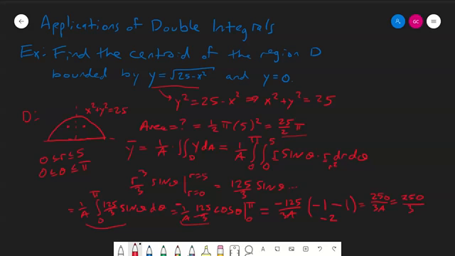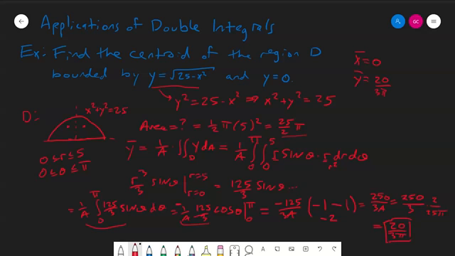And then dividing by a is the same thing as multiplying by its reciprocal, so 2 over 25 pi. And now we just have to simplify things down. Looks like that becomes 20 over 3 pi. So that's what y bar is. And so to summarize, we had that x bar was 0, and y bar is 20 over 3 pi.